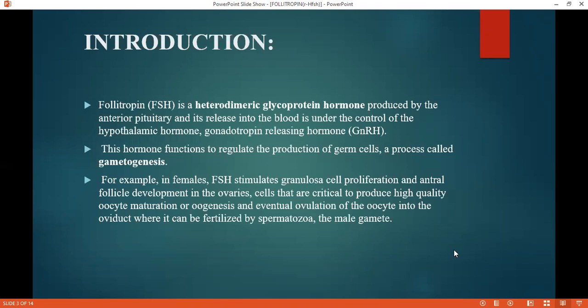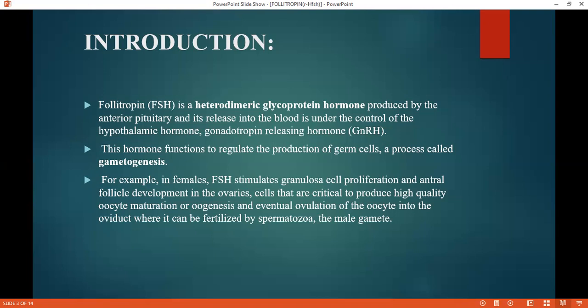Introduction. Polytropin FSH is a heterodimeric glycoprotein hormone produced by the anterior pituitary and released into the blood under the control of the hypothalamic hormone, gonadotropin-releasing hormone (GnRH). This hormone functions to regulate the production of germ cells, a process called gametogenesis. A hormone made in the pituitary gland, in females it acts on the ovaries to make the follicles and egg grow. In males, it acts on the testes to make sperm. It is also called follicle stimulating hormone, FSH.